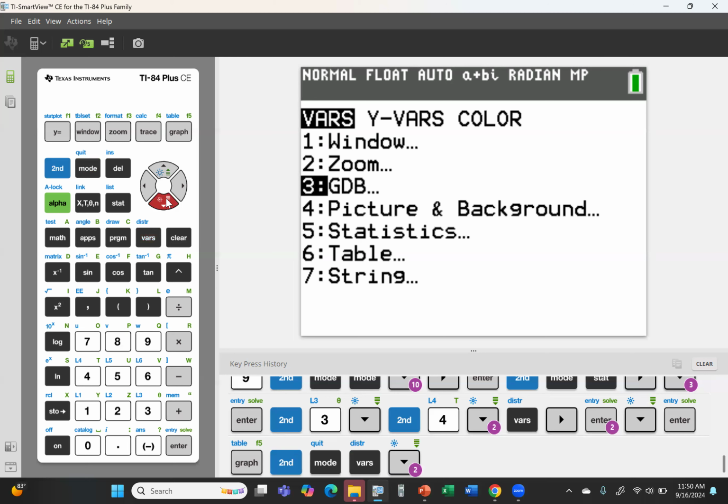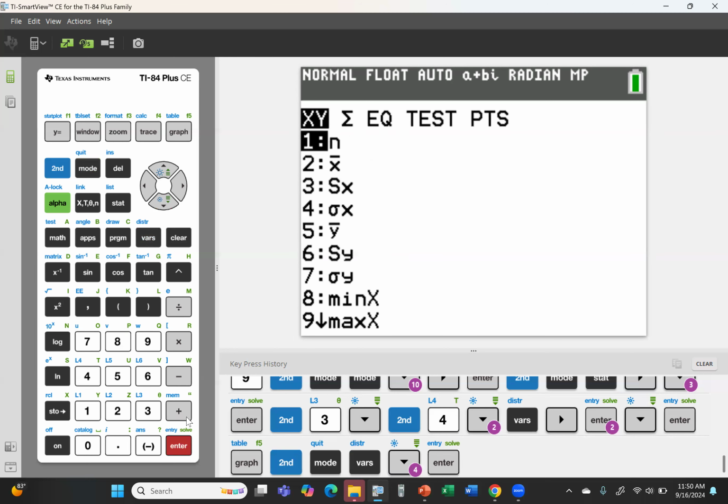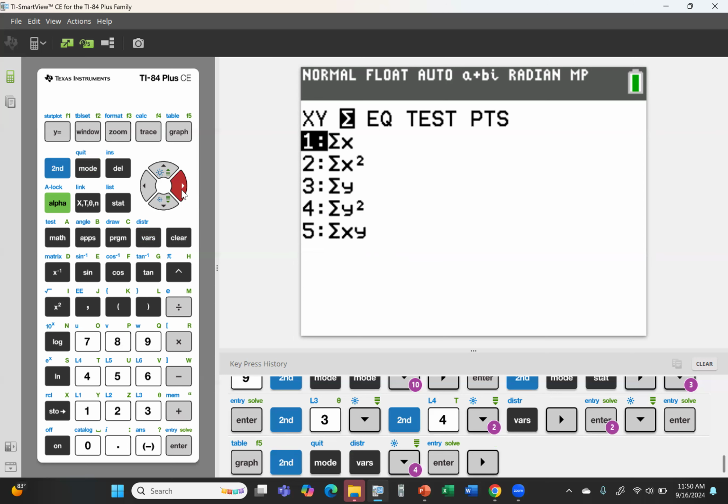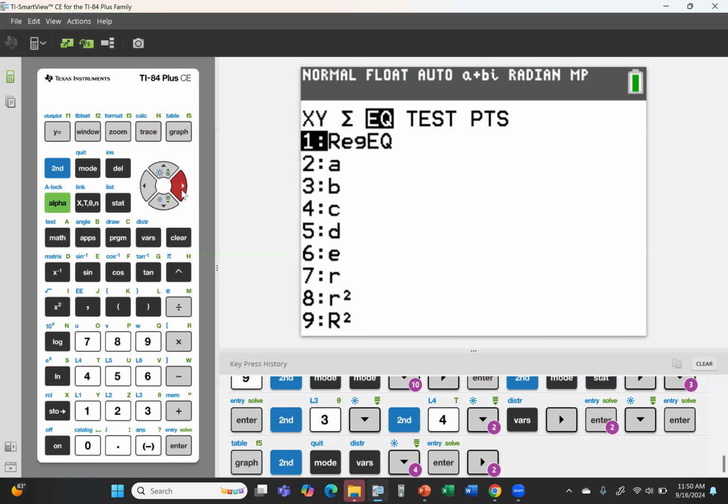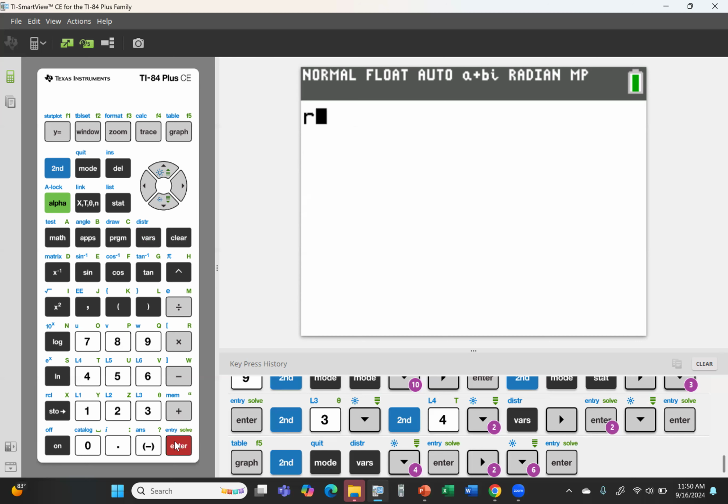If I go down to statistics, I calculated a regression equation. So if I go over to equation, EQ, if I want to recall the regression equation, I can just hit number 1. But what I'm interested in is that R value. So I'm going to go down there and highlight that, hit enter, and then hit enter again. Okay, so what is this number?